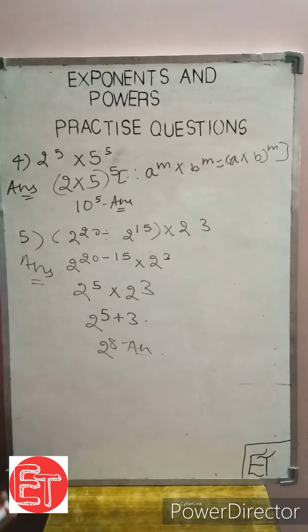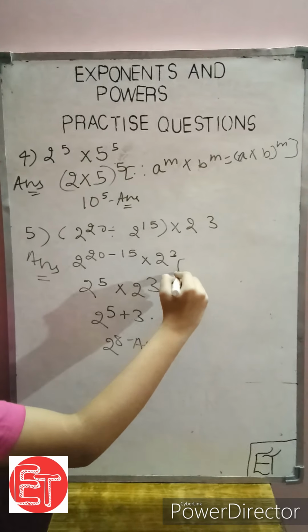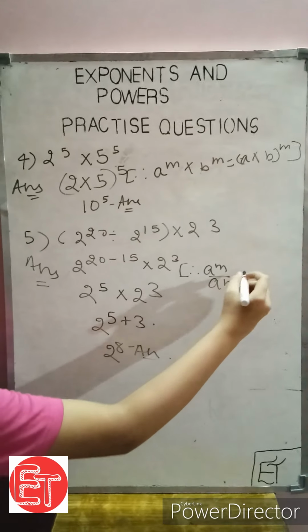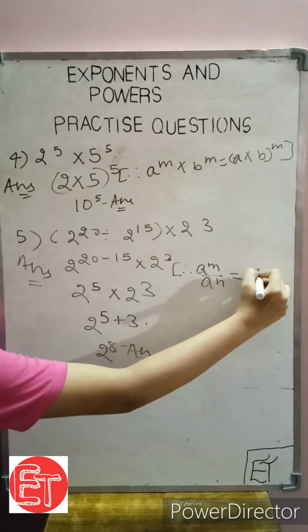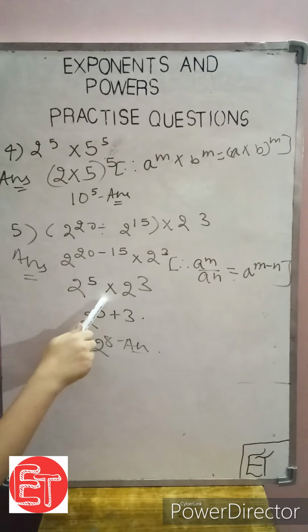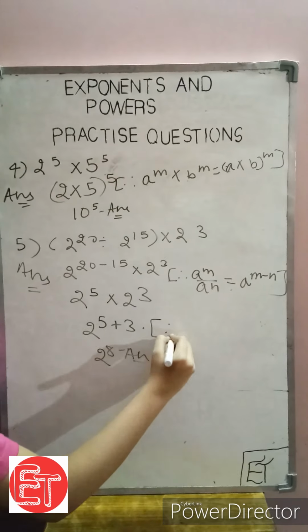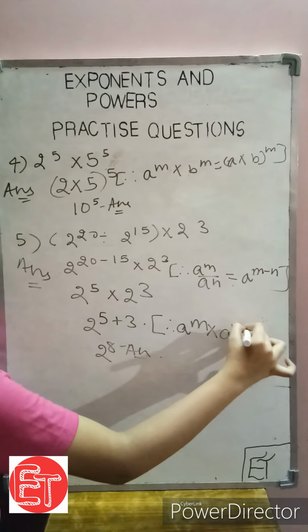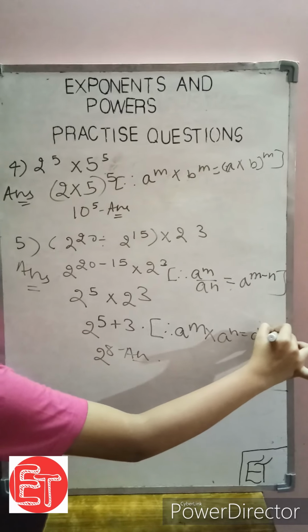Okay, so what law have we used here? A raised to the power m upon a raised to the power n will give the result a raised to the power m minus n. And here what have we used? We have used the plus one, that says a raised to the power m into a raised to the power n will give the result a raised to the power m plus n.